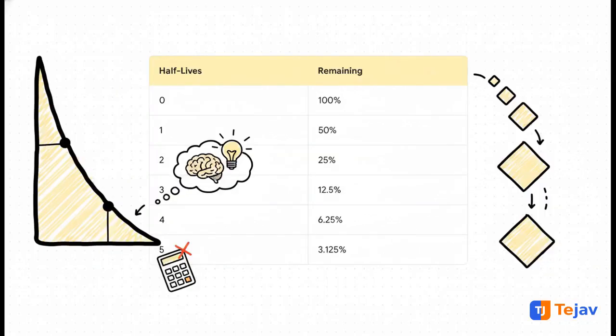Okay, the crucial shortcut is right here. Look at the amount remaining column. 100%, 50%, 25%, 12.5%, 6.25%, 3.125%. You need to hardwire this exact pattern into your brain. When an exam question says a substance has dropped to 12.5%, your brain should instantly go, that is exactly 3 half-lives. Recognizing these percentages immediately is a massive time saver. You won't even need to touch your calculator for the long equations.